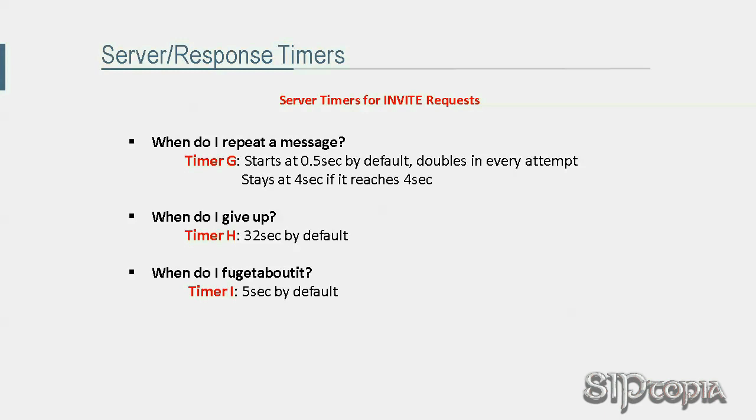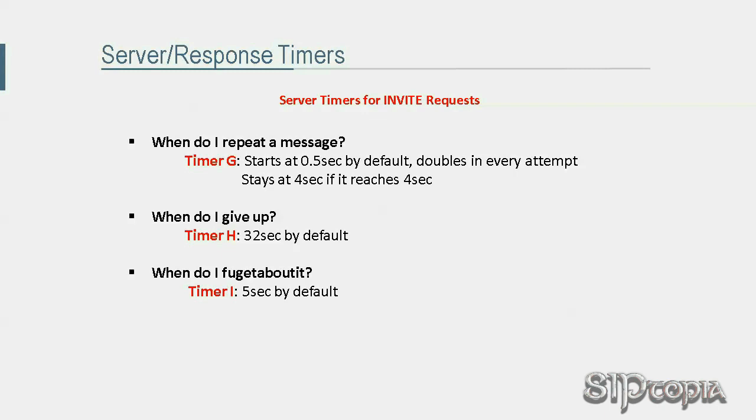This period is the timer G. In other words, timer G's initial value is 0.5 seconds. Then it becomes 1 second, and 2 seconds, and 4 seconds. And it stays at 4 seconds if you still need to repeat your response. Will this go on forever? No, we have a limited patience. 2. When do I give up?